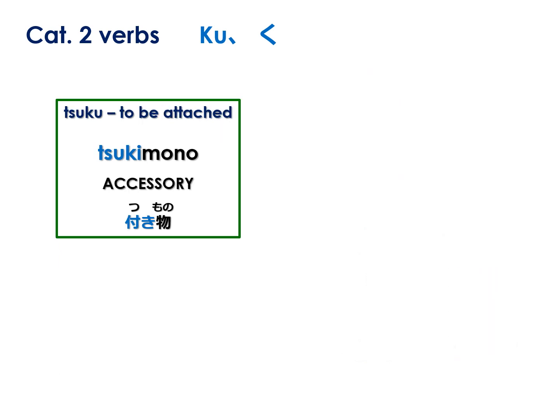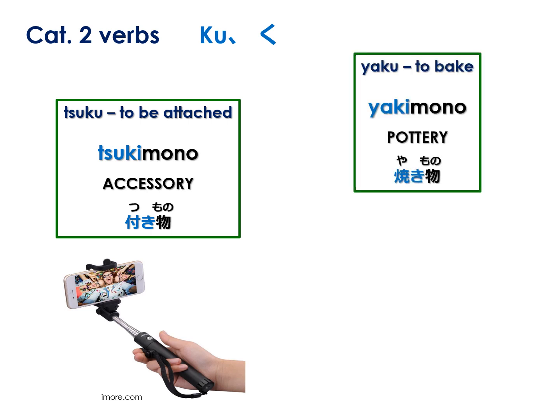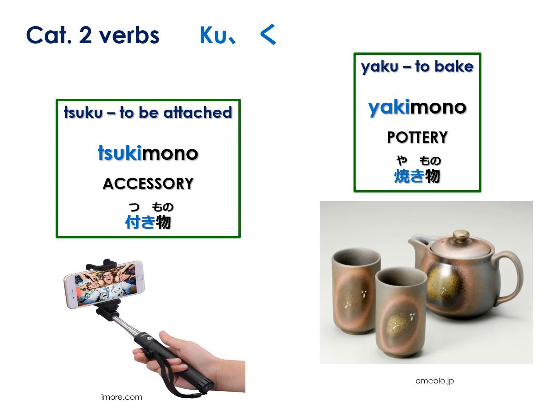Tsuku means to be attached. Tsukimono means an accessory. For example, a selfie stick is a common tsukimono for your cell phone when taking pictures. Yaku means to bake, and yakimono means pottery or ceramics. Here you see some traditional Japanese ceramics or yakimono.